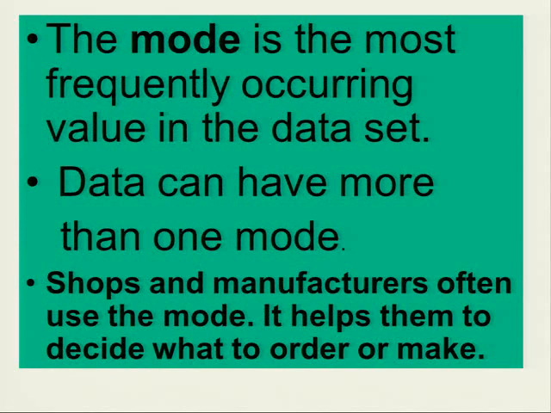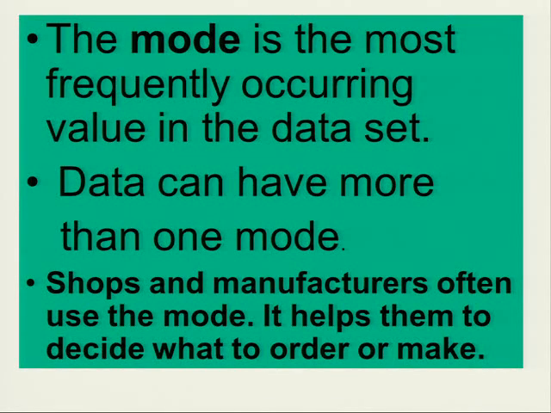Now the mode. The mode is the most frequently occurring value in the data set. If you are given a data set, the number that appears more than any other number, we call that number the mode. Remember, sometimes in a data set, you can have more than one mode. If 2 or 3 numbers appear the same number of times in a data set, they can all be referred to as the mode. So it doesn't mean that in a data set you can only have one mode.